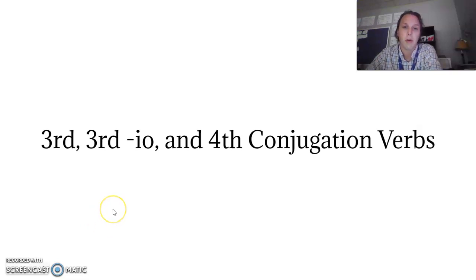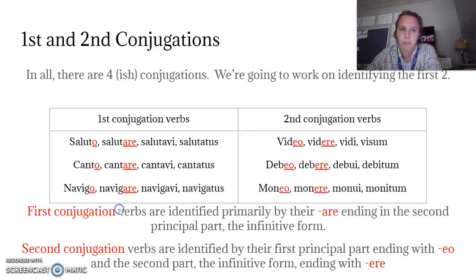So third IO, fourth conjugation verbs. Let's start by looking back at what we learned last week about the first and second conjugations. Conjugations, like I said last week, are similar to declensions for nouns, only they apply to verbs. The number of a conjugation just tells you which family of verbs a verb belongs to, depending on the endings of its first 2 principal parts.